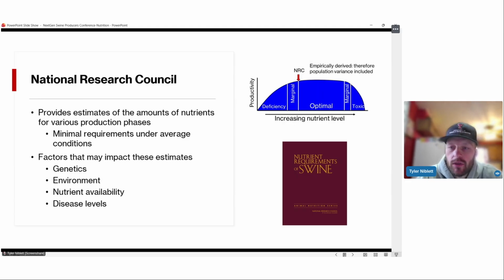In this graph in the top right corner, it basically shows you the amount of productivity that you would receive based on the nutrient level that you include. Obviously, if you go further to the right of that graph, that is increasing the nutrient level in that diet. And so the NRC formulates, you've got 5 main categories. You have the region of deficiency, you have a margin between deficiency and the optimal range, and then you have a margin on the higher end of the optimal range before you reach toxicity. The NRC bases their requirements right there on that borderline between the optimal range and the marginal range.